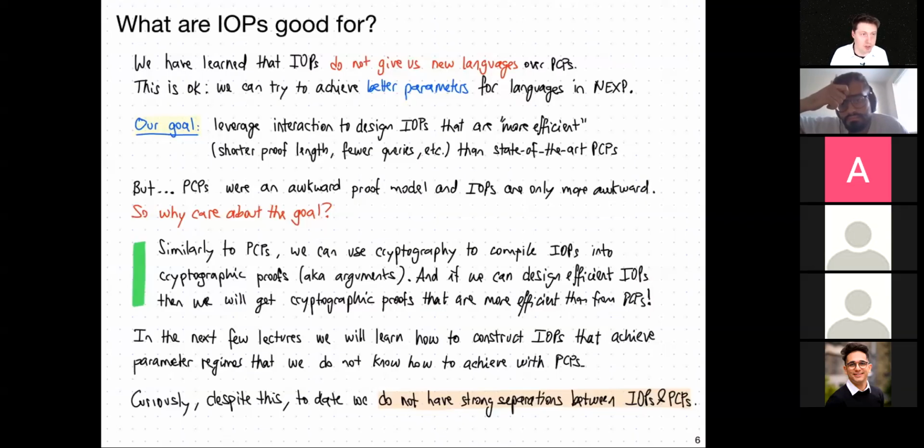I'll give an example, okay? Just for those of you who are familiar with Micali's construction, that is the canonical construction of a cryptographic proof from a PCP. It's a fairly simple and natural construction. And there's a clear relationship between the soundness of the cryptographic proof and the soundness of the PCP. Turns out that if you're starting from an IOP, there isn't such a clear relationship between the normal soundness of an IOP and the soundness of the cryptographic proof.